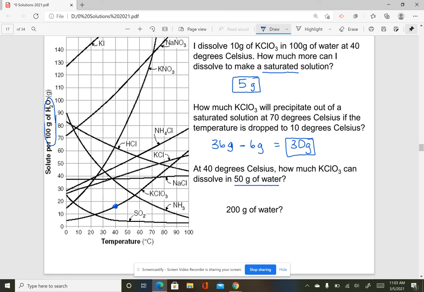What if I only have 50 grams of water? If you cut your water in half, you have to cut your grams in half. So instead of putting 15 here, I'd have to put 7.5, right? Cut it in half. What about here? What are they doing to the amount of water here? They're doubling, right? So if I'm doubling my water, I can double my solute. Instead of being able to hold 15, I'm actually able to dissolve 30.